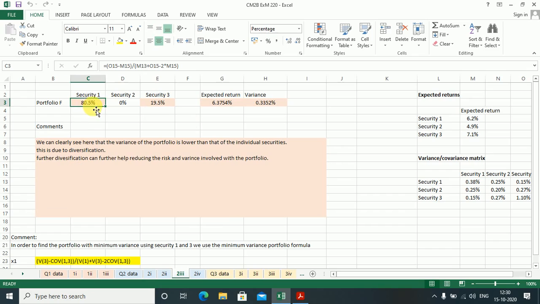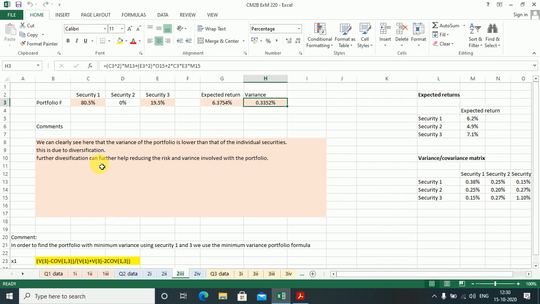So what we will do, I assume I have taken the values, here is the value. You can use Solver also, or you can use this formula directly: variance of 3 minus covariance of 1 comma 3, divided by variance of 1 plus variance of 3 minus 2 into covariance of 1 comma 3, will give me the security 1 value. Okay, and similarly 1 minus this will give me the security 3 value, and then you can calculate the expected return and the variance according to this formula.